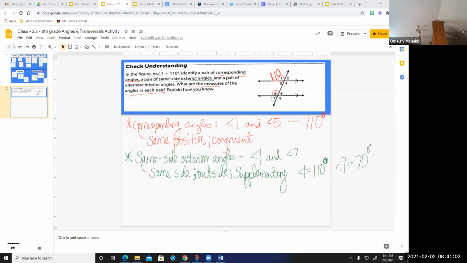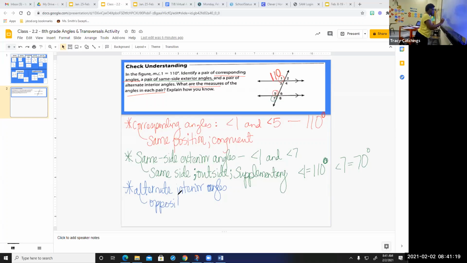Alternate interior angles. All right, what do we know about alternate interior angles? They're on the inside, on opposite sides. All right, they're opposite, inside the line. All right, so looking at that diagram, give us a pair of alternate interior angles. 4 and 5. 4 and 5.